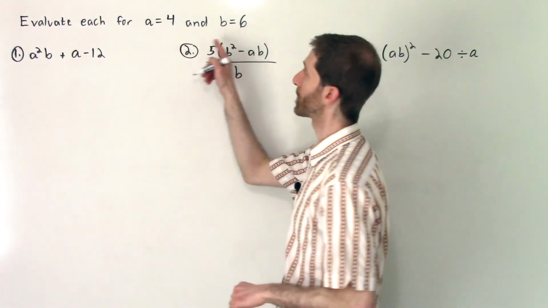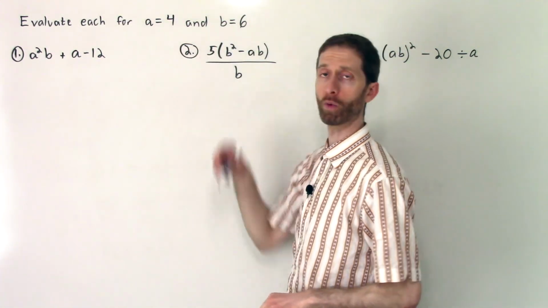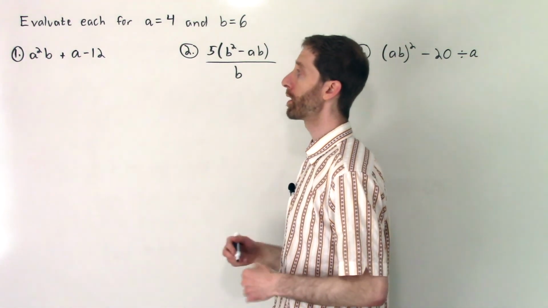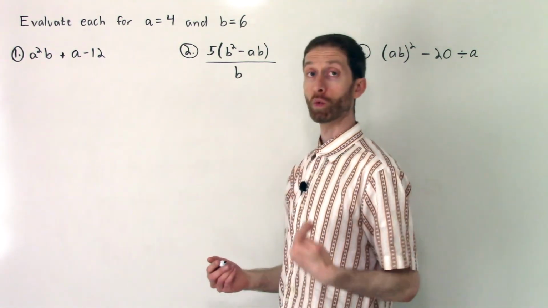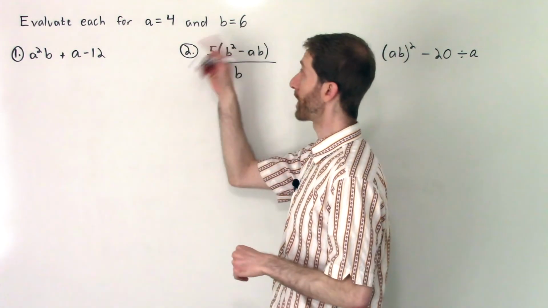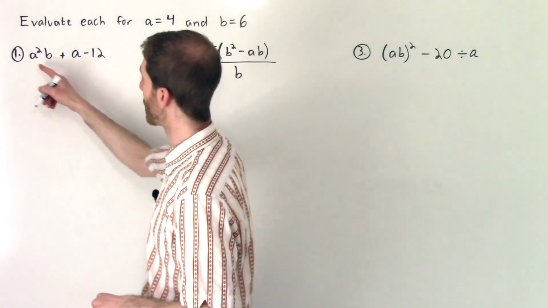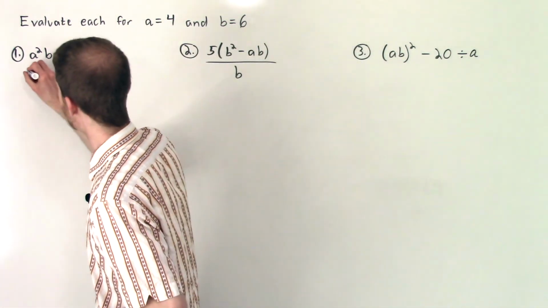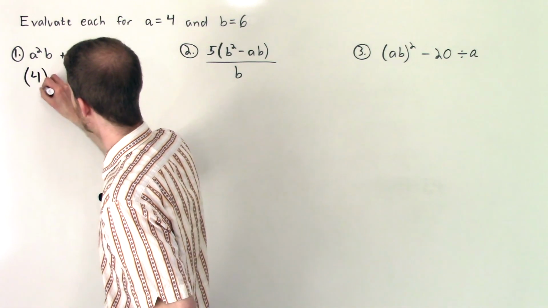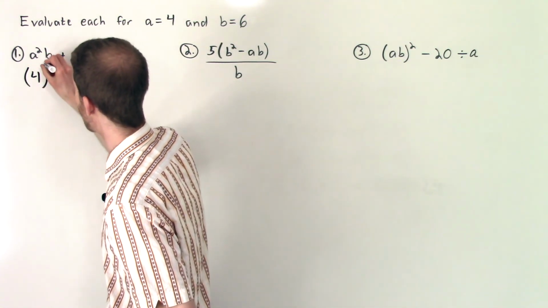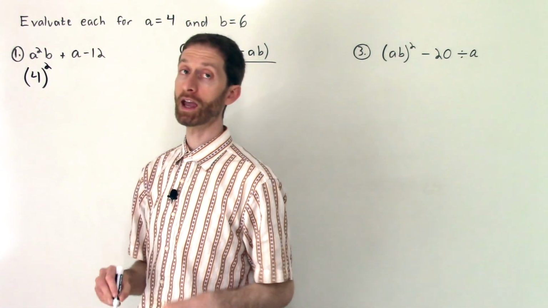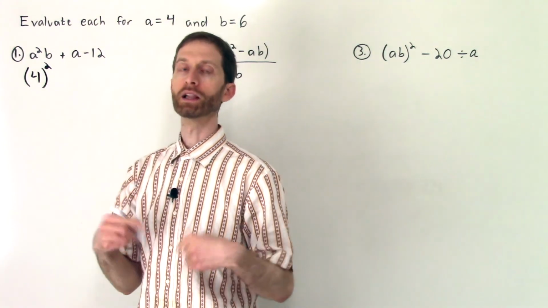And for each of these expressions, we're going to evaluate with a equal to 4 and b equal to 6. So as before, you want to plug in these values for the designated letters. So a is 4. I like to use parentheses, because I'm inserting that 4 in for a, basically saying it's an empty parentheses labeled a.